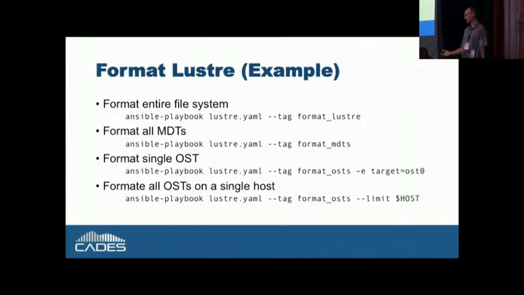To format the entire file system, give it the tag format_lustre. And so the plays that format the MDTs, as well as the ones that format the OSTs, all get run. You could also just limit yourself to formatting all the MDTs by specifying a different tag. If you want to format a single OST, specify the format_osts tag, and then give the additional -e option, say target equals OST0, so you're only formatting that one specific OST. Or if you want all OSTs on a single host, instead of using -e, use the limit, give it a host name, and all the OSTs on that host would be formatted.